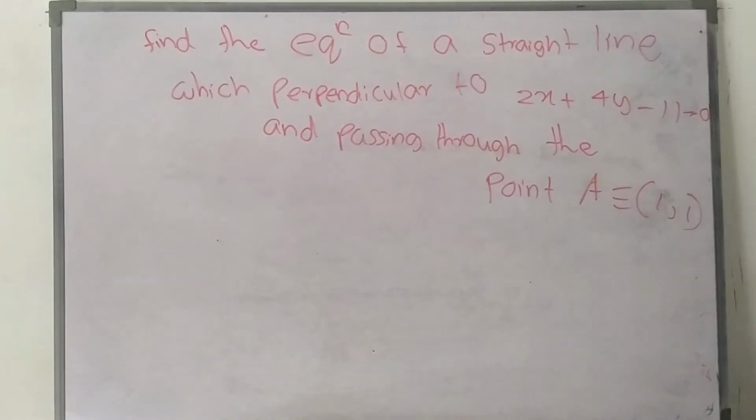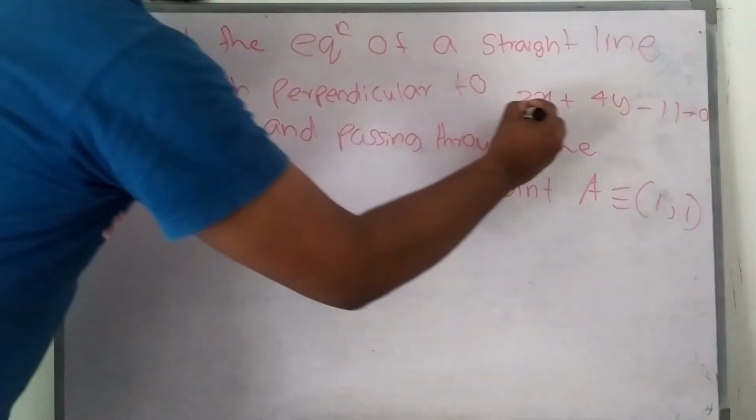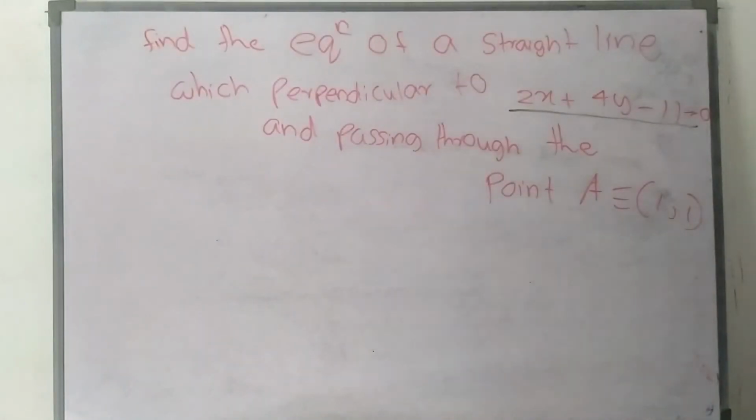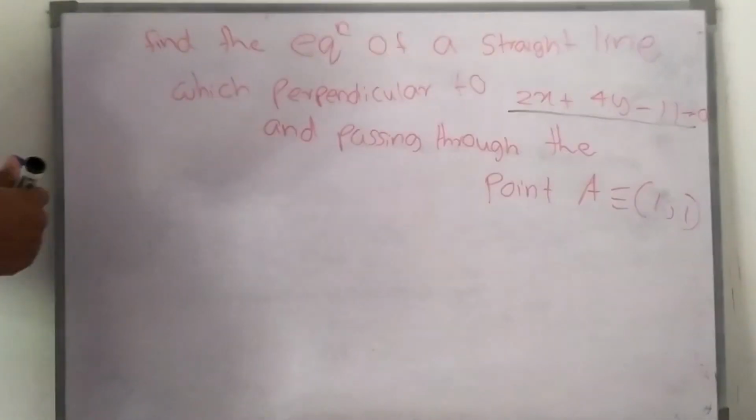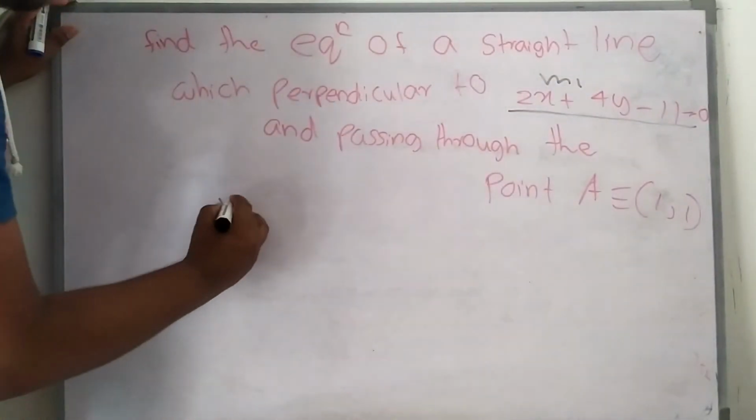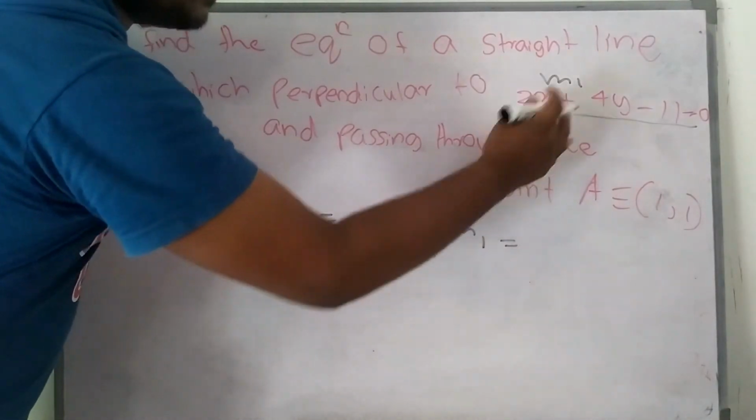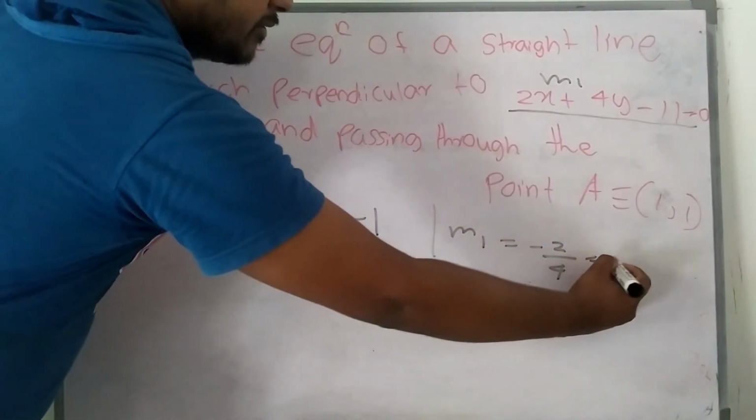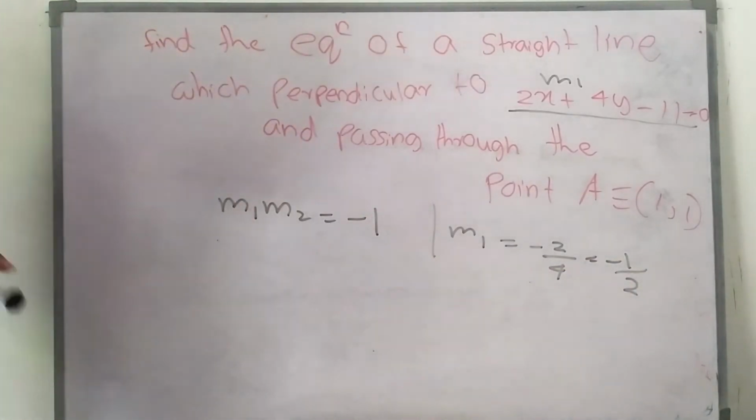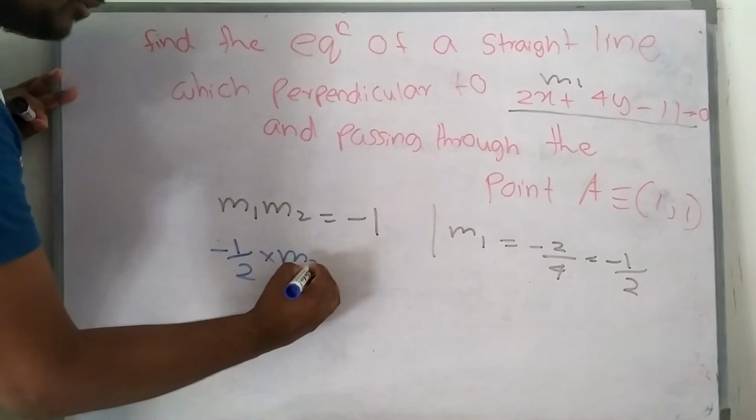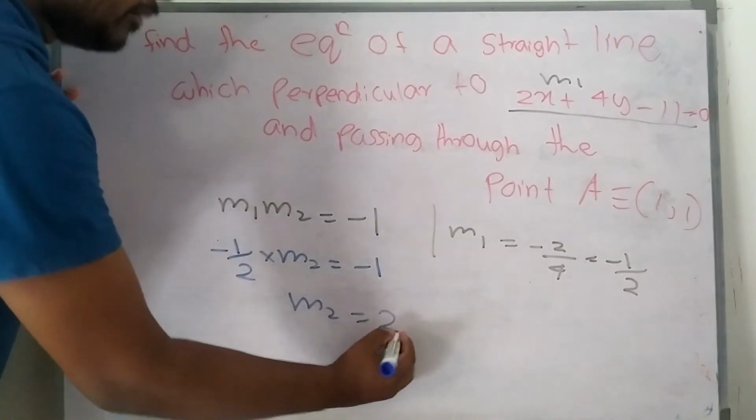Okay, children, let's move to an example. Find the equation of a straight line which is perpendicular to 2x plus 4y minus 11 equals 0 and passing through the point A (1, 1). So how to find the equation? If this straight line is perpendicular to the given one, and its gradient is M2, then M1 M2 will be minus 1. M1 is basically minus 2 by 4, which is minus half. So M1 is minus half and M1 M2 is minus 1, so M2 will be plus 2, right?